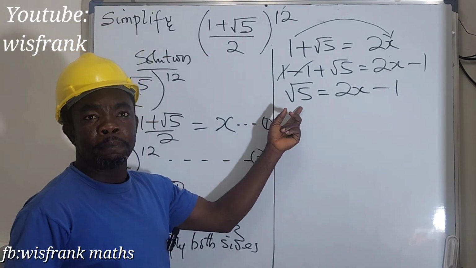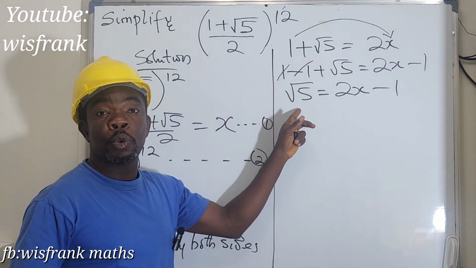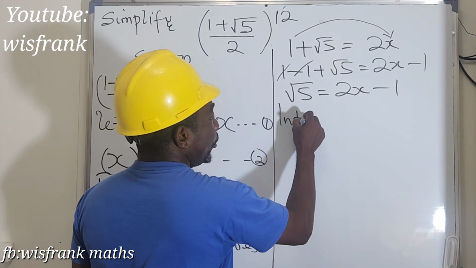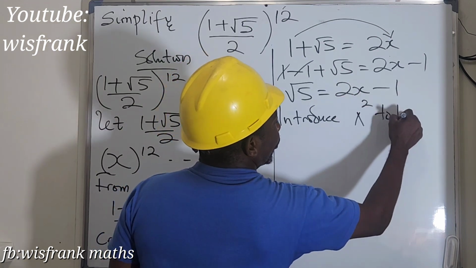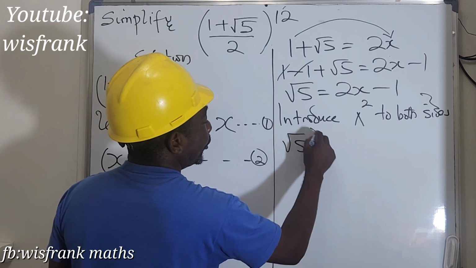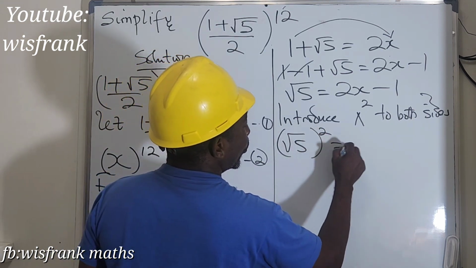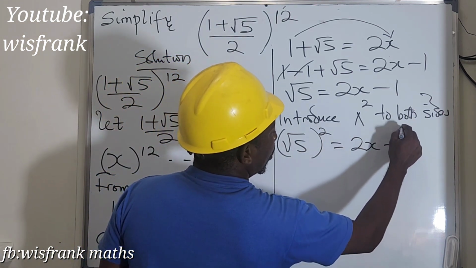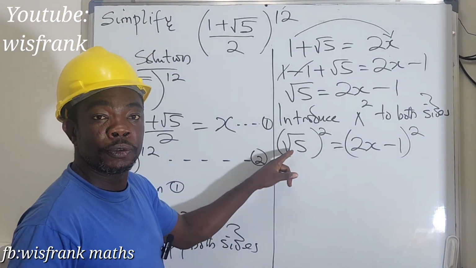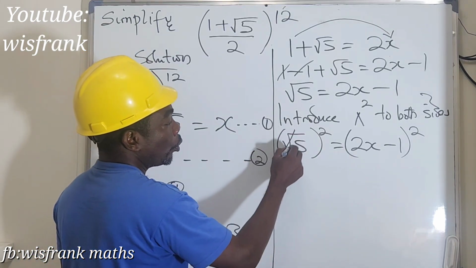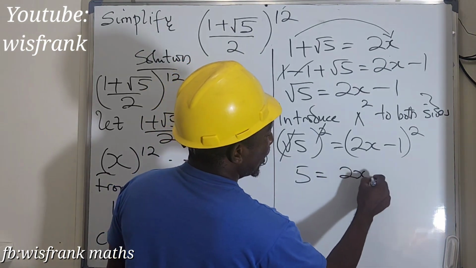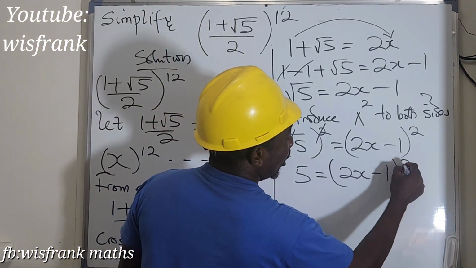So this is where we are, and we have root 5 here. For us to do away with this root 5, we have to introduce the power of 2 to both sides. So it will become (root 5) all to the power of 2 equals (2x minus 1) all to the power of 2. Here, the power of 2 will cancel the square root, so here it will be cancelled and we have 5 equals (2x minus 1) all to the power of 2.